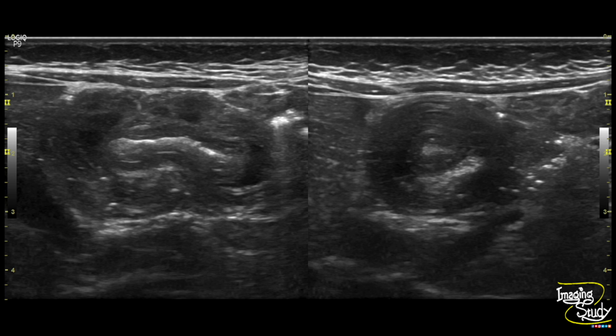Here's the picture of the intussusception, and you can see on the left side the sausage-shaped bowel mass forming the sandwich sign. This is the outer loop, this is the inner loop, and you can see the crescentic anechoic fluid. This is the hyperechogenic air within the inner loop.